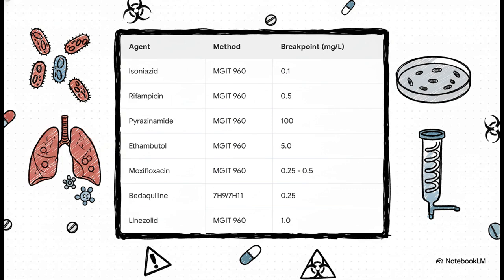This table shows the current standards from UCAST and the WHO. The key takeaway here really is that revised breakpoint for rifampicin. This change was absolutely critical to prevent us from misclassifying resistant strains as susceptible, which, as you know, has huge clinical implications. It's just a powerful reminder that our field is always evolving.